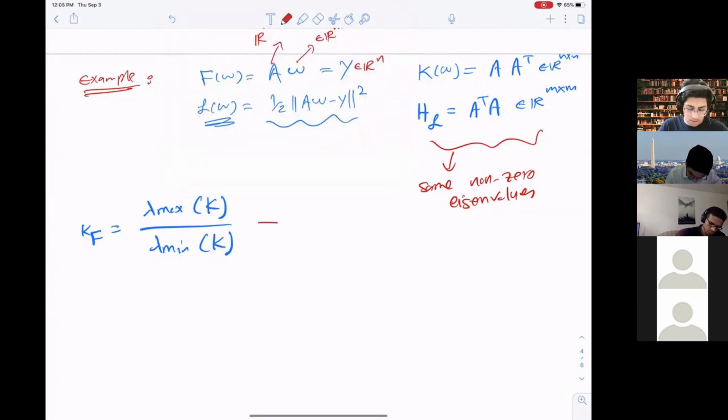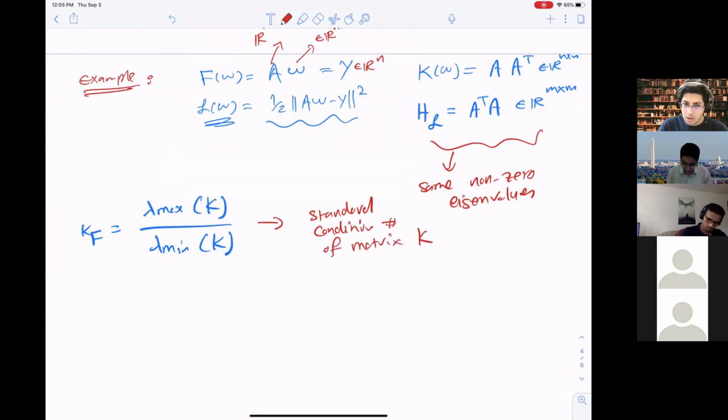The standard condition number for a matrix is the ratio of the max eigenvalue to the min eigenvalue. So this is the standard condition number of matrix K. Right? Can this be smaller than 1? No, because the max eigenvalue is always greater or equal to the min eigenvalue. So this is always greater or equal to 1. If it is 1, it means that all of my eigenvalues are the same, so I have the perfect condition number. If one eigenvalue is huge and my smallest eigenvalue is very small, then this is going to explode. So I'll have a poor condition number.